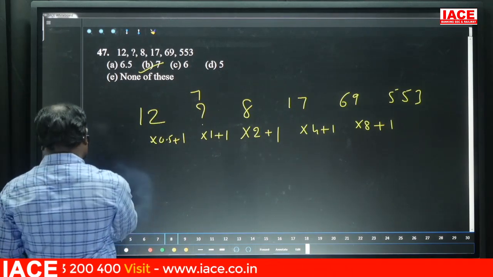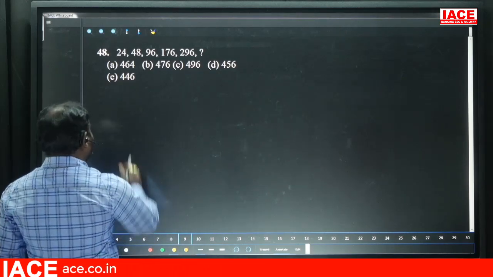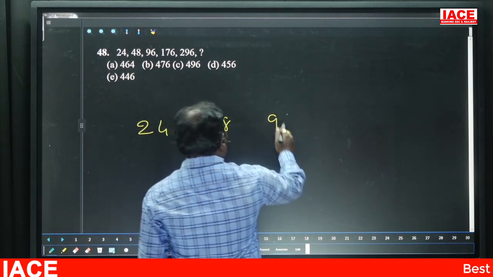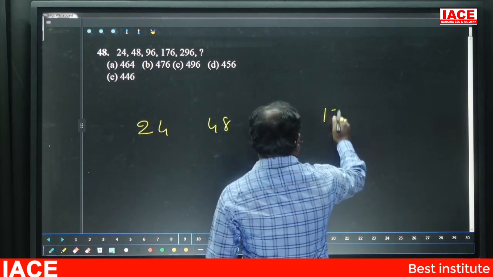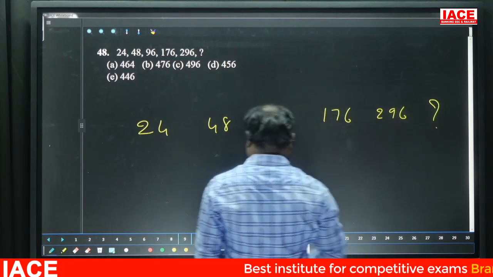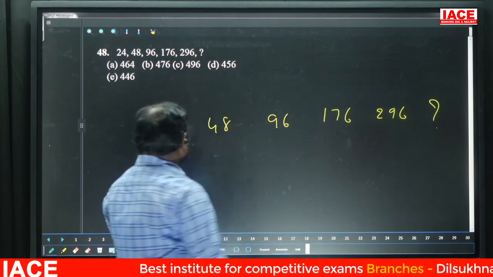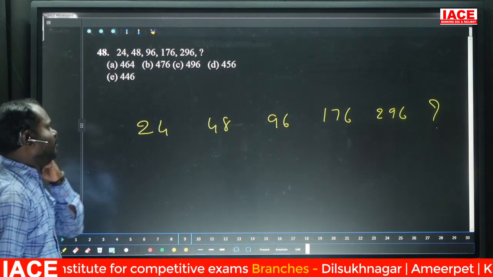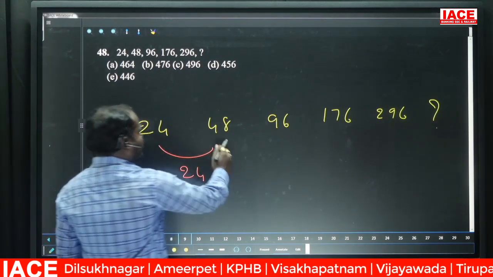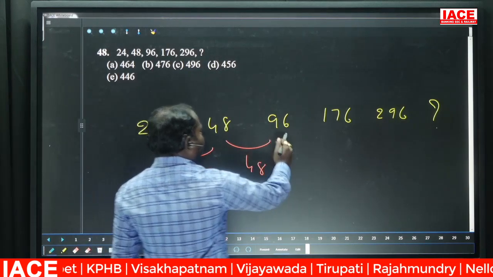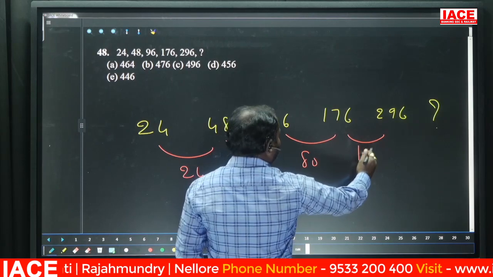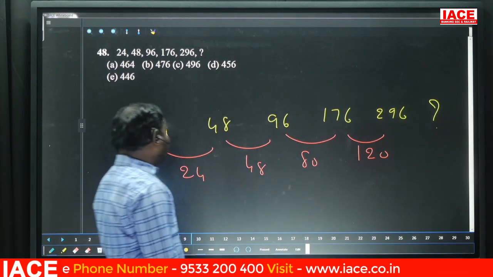Next. 24, 48, 96, 176, 296. See the difference: 24, 48, 96. Here what is the difference? 24. Here the difference is 48. Difference 80. Difference 120.